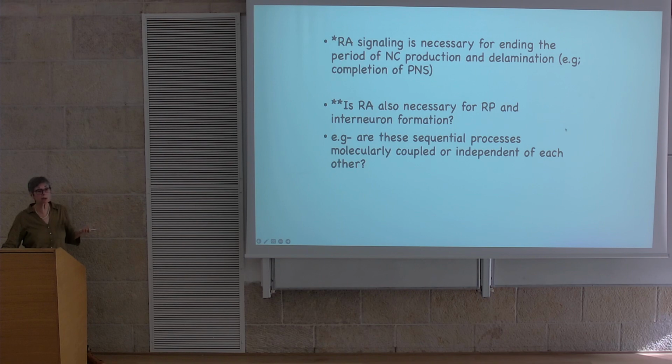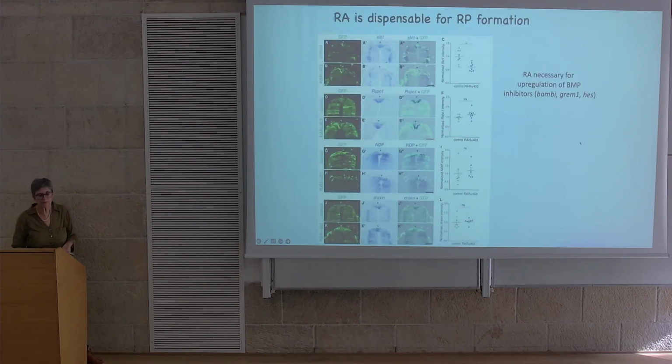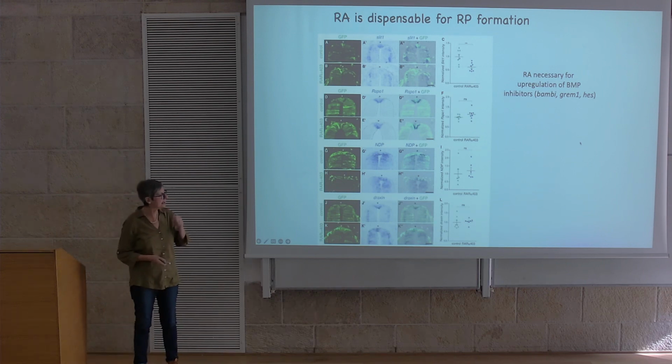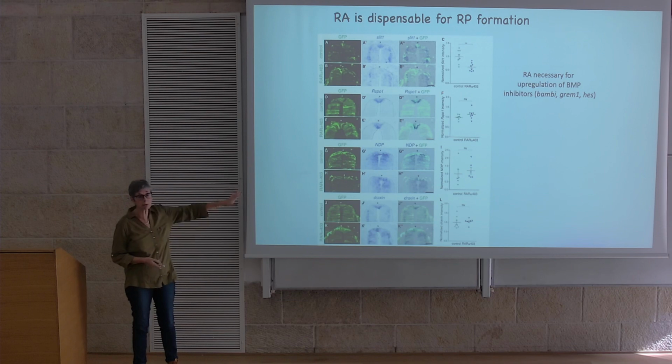Is it also necessary for the formation of the roof plate? This is the second part I wanted to deal with. And for the formation of interneurons. So are these interdependent processes or independent processes? The first hint came from a work we did with Quentin Schwartz and Shai Ofek from Adelaide, Australia. This is mouse work.